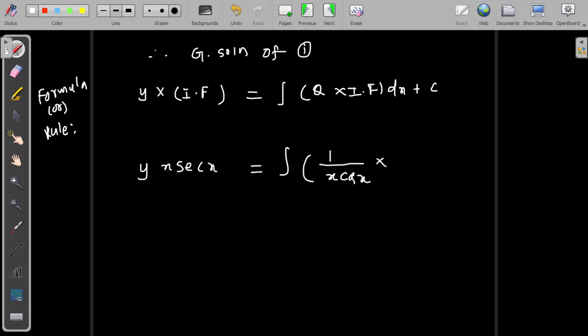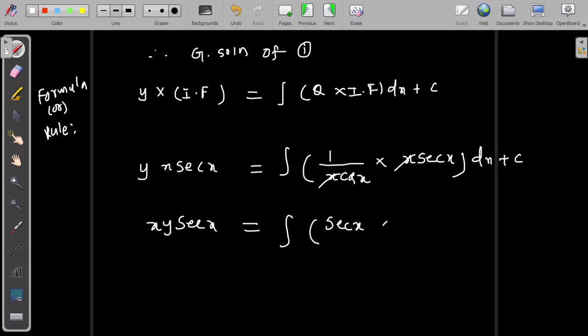It is multiplied with the integrating factor, x times secant x, dx plus integration constant c. Rearranging, x y times secant x is equal to, if you look here, x cancels out, and we are left with 1 by cosine x. 1 by cosine x means secant x, multiplied by secant x again, dx plus c. By the reciprocal rule, 1 by cosine x is the same as secant x.